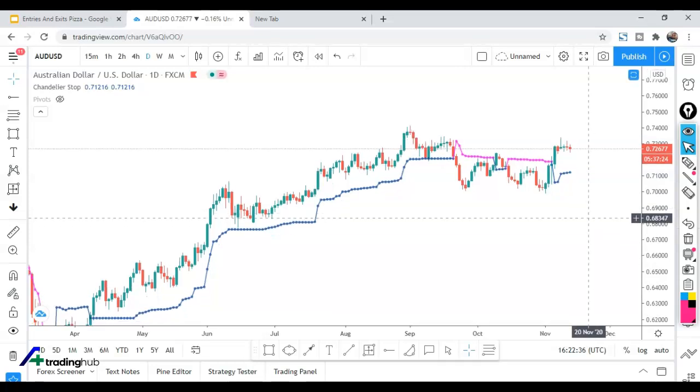Oh, are we buying? All right, let's just assume you want to buy at the current market price. So you buy at the current market price. Where do you set your stop loss? This level right here will be your stop loss. So 0.7100 will be your stop loss.